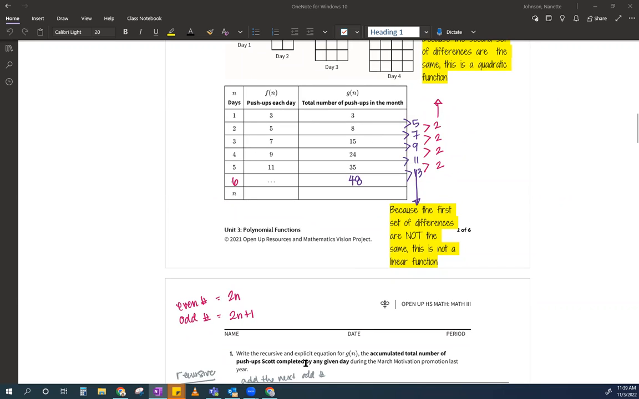Okay, but how would you write the explicit term? The explicit term is a little bit different. Whenever I write explicit terms, I always rewrite my table so it's a little bit more helpful. So I write my 8 as 3 plus 5, and then I write my 15, and this is what one of your classmates said a while ago, as 3 plus 5 plus 7.